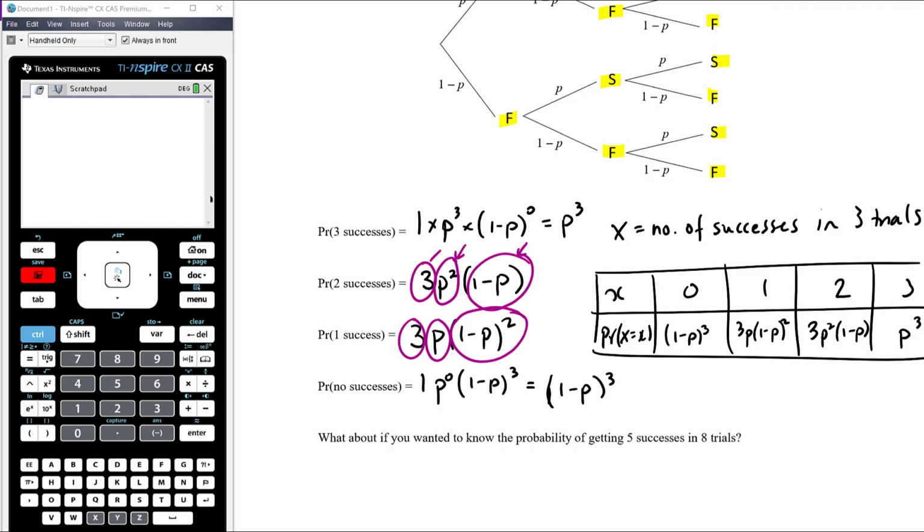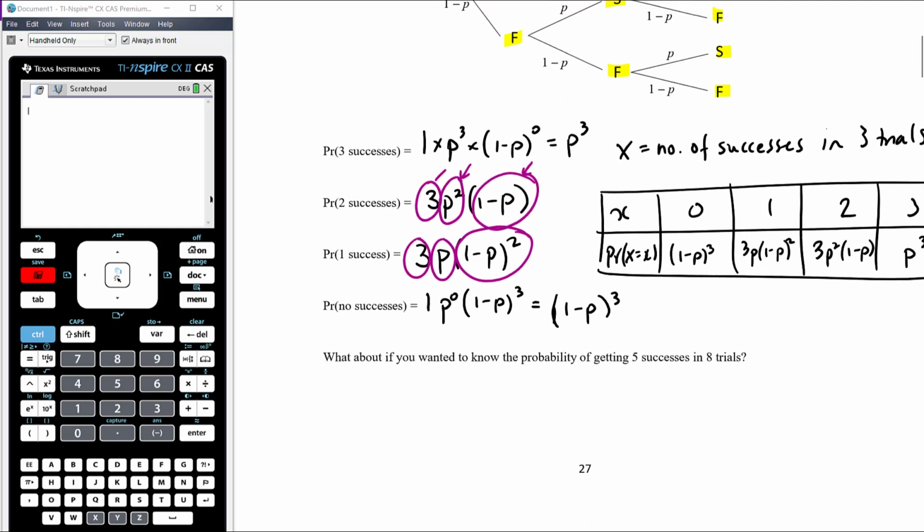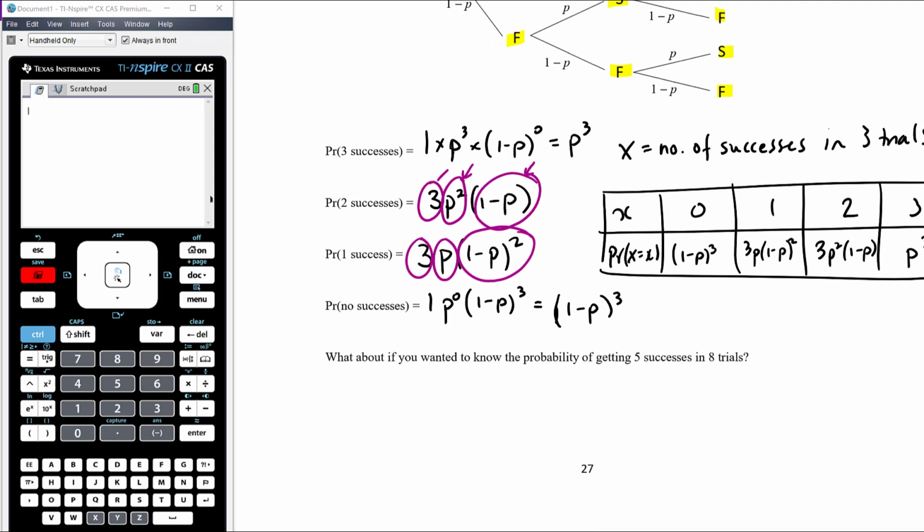Okay, so we want to see that pattern. Let's extend that out. What if we wanted to know the probability of getting 5 successes in 8 trials? Let's think about that. We're going to do 8 trials. If we want 5 successes, we must have got 3 failures as well. So it's going to be the probability of success to the power of 5 times the probability of failure to the power of 3. We have to have had 8 trials, 3 of them failures and 5 of them successes.